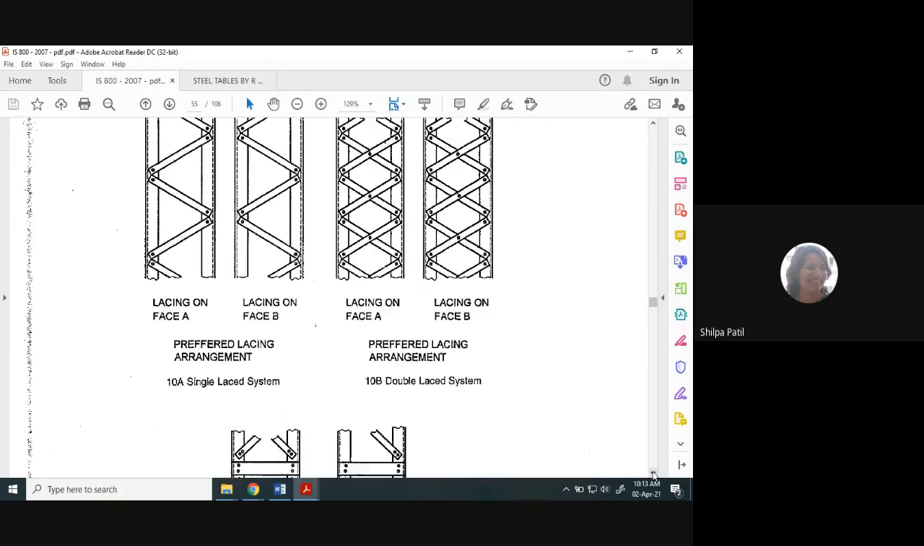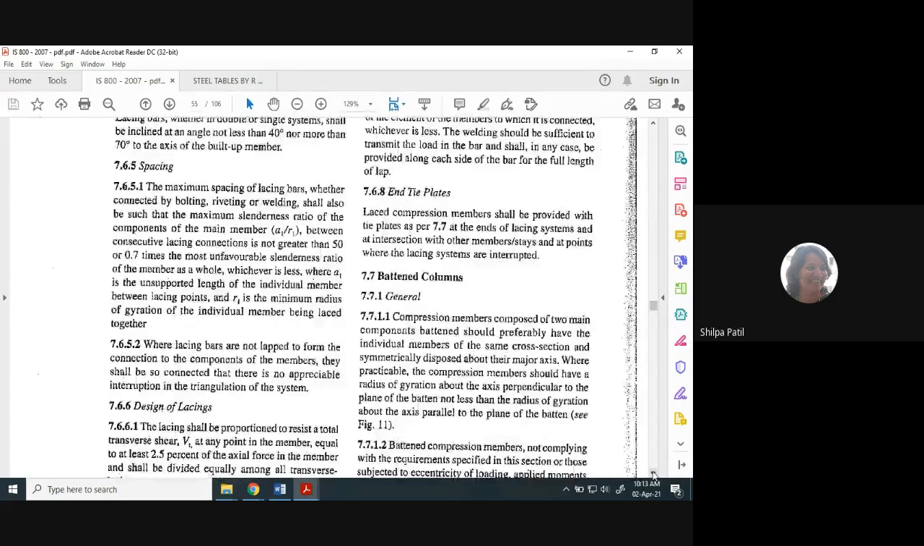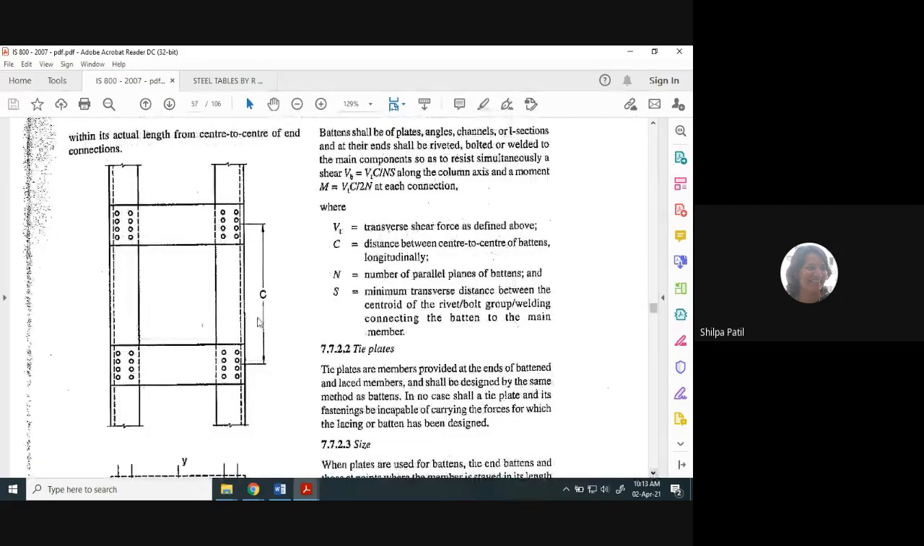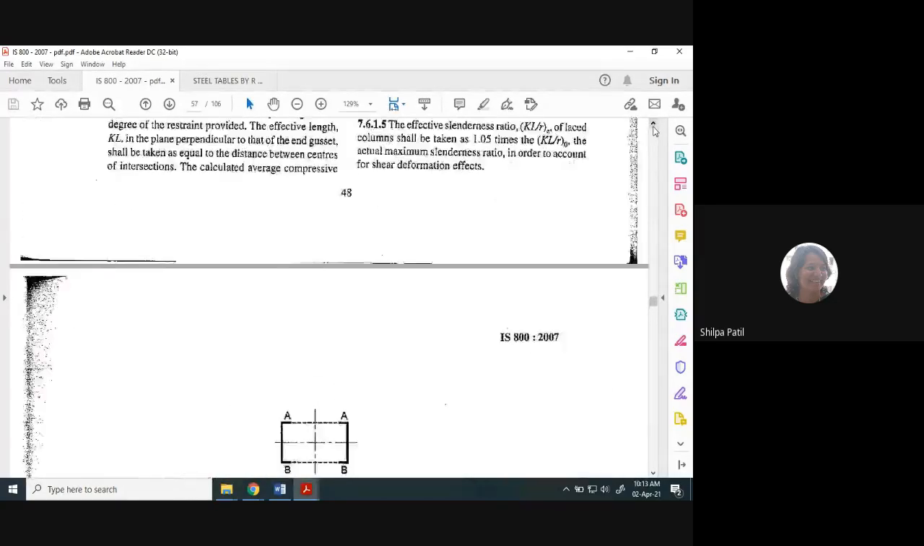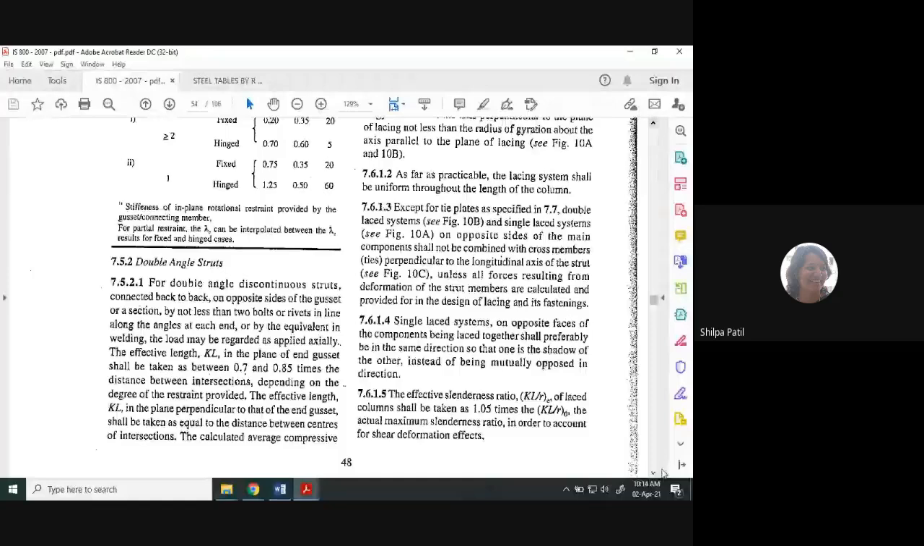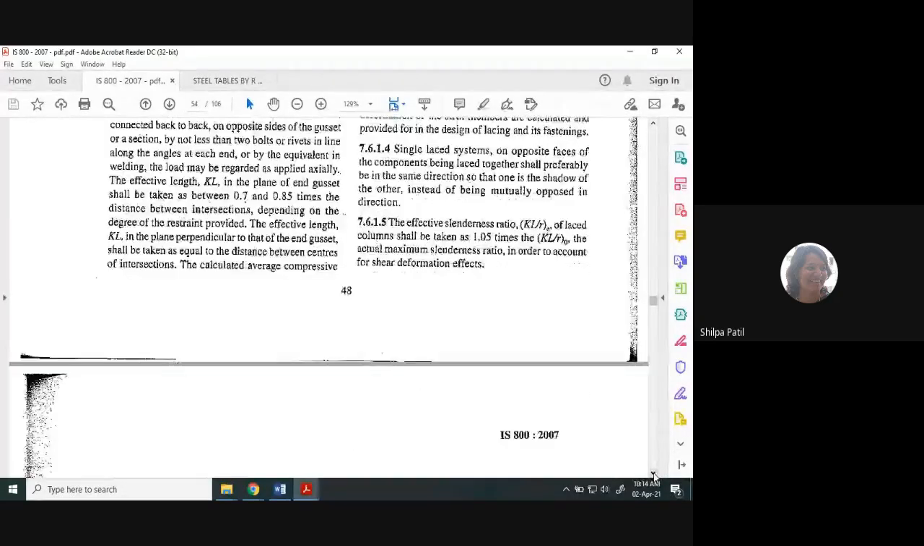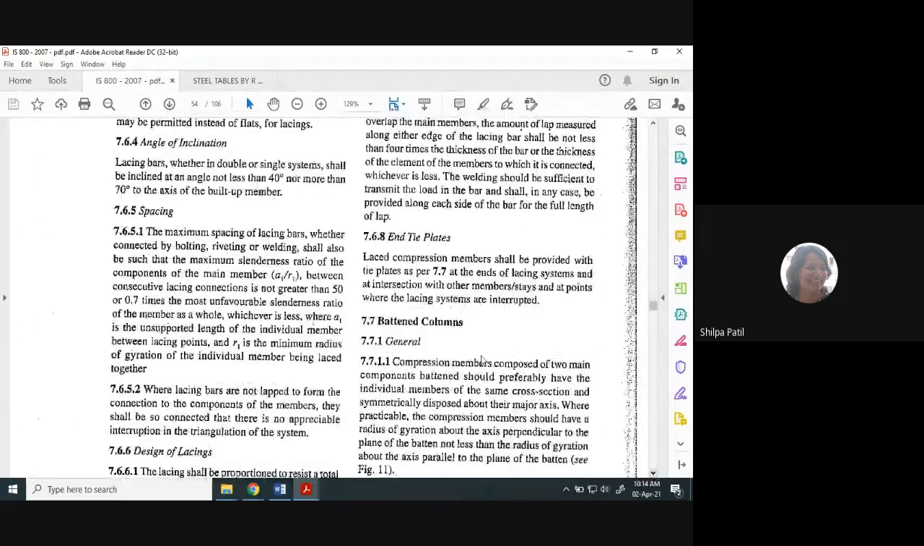Similarly, when you design the batten system, again, what should be the spacing between the two batten plates? What should be the width of the batten plate? And what should be the length of the batten plate? How many batten plates are to be provided for the connection? Everything we have to design as per the specifications. Okay, and what should be the thickness of the plate? That also has a criterion, thickness of the batten plate as well as thickness of the lacing flat. And everything is given through clause number 7.6, which is for lacing system connection, and the next clause is 7.7 for batten columns.